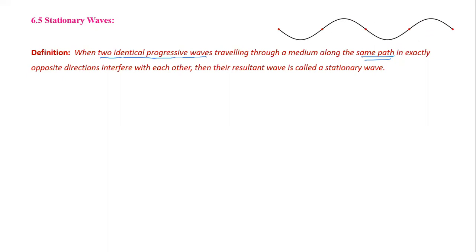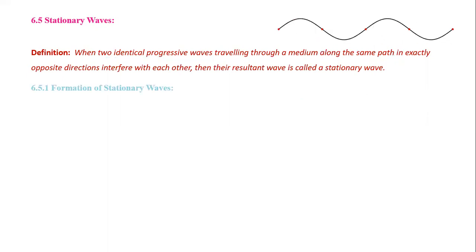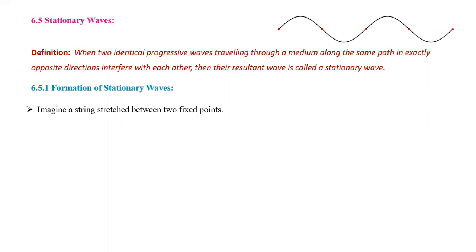So let me show you a diagram. Here this is the first wave which is traveling toward the positive side of the x-axis, and I consider another wave which is traveling toward the negative side of the x direction. When they interfere we get this type of wave in the form of loops, and it is called a stationary wave.